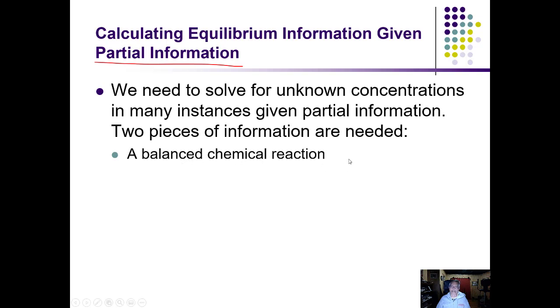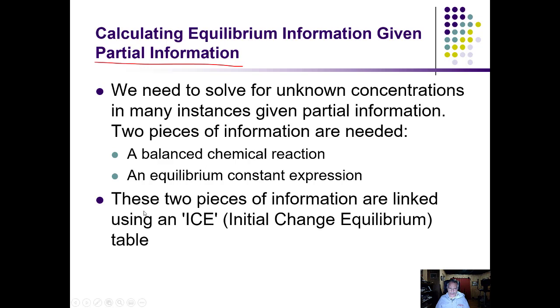We need a balanced chemical reaction. We can't work these problems without that. And then from the balanced chemical equation, we can get an equilibrium constant expression. Or alternatively, you could get a balanced chemical equation from an equilibrium constant expression. We take these two pieces of information and we link them together in what we call an ICE table.